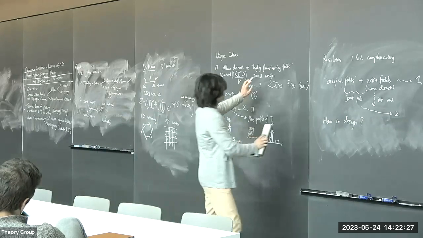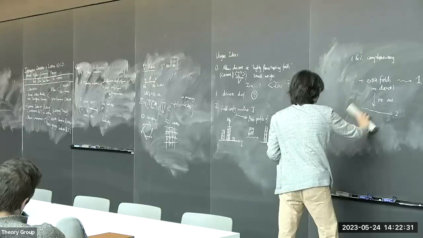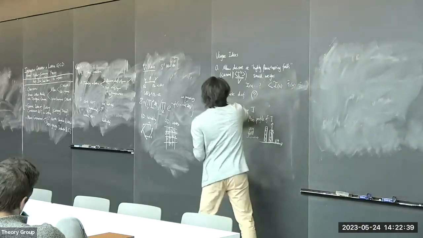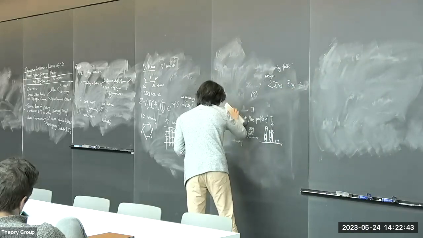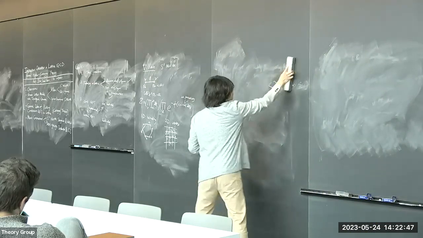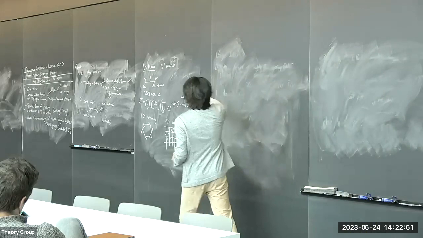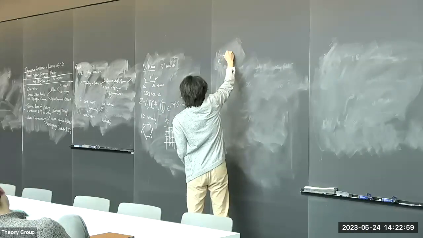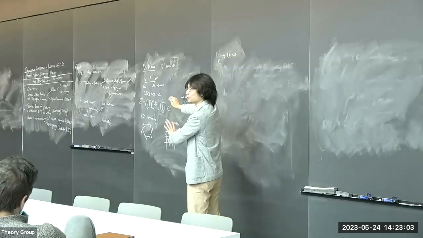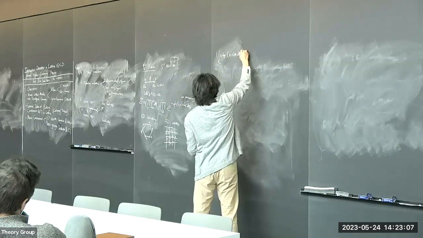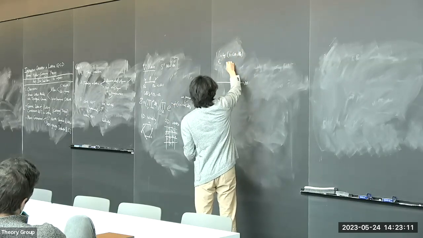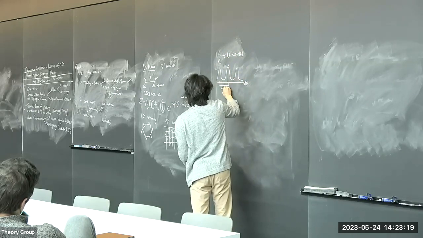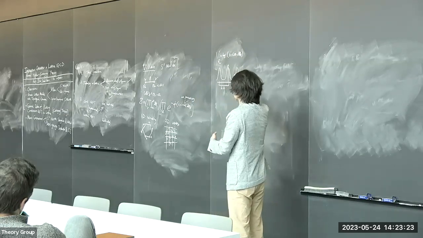Okay, I'll keep this board. And the resolution, okay, let's erase both of them there. The resolution to this problem is the Villain presentation of the XY model. So the Villain presentation works like this. I will also introduce several perspectives, but let's introduce the most explicit perspective first. This weight of each link looks like that, where the periodicity is 2 pi, because theta is 2 pi periodic.